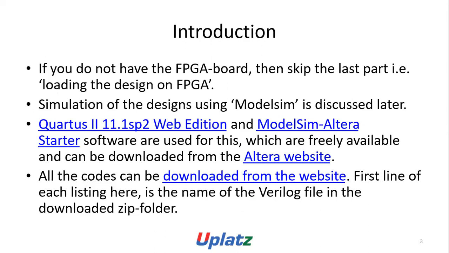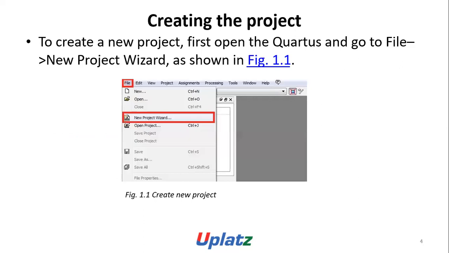Quartus II 11.1 SP2 web edition and ModelSim Altera starter software are used for this, which are freely available and can be downloaded from the Altera website. All the codes can be downloaded from the website. The first line of each listing here is the name of the Verilog file in the downloaded zip folder.